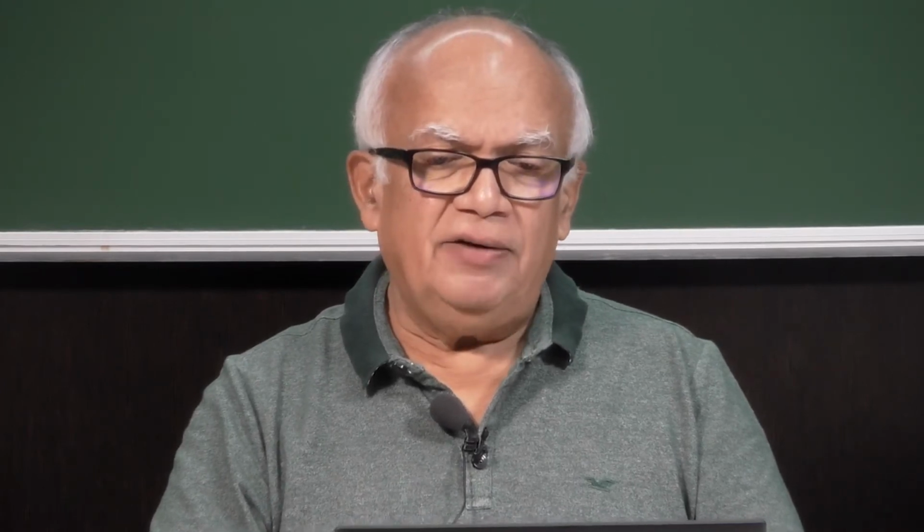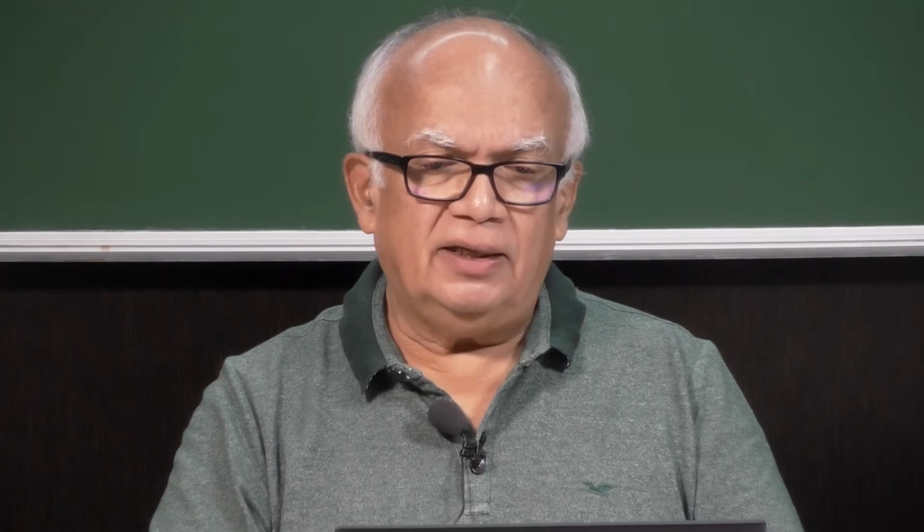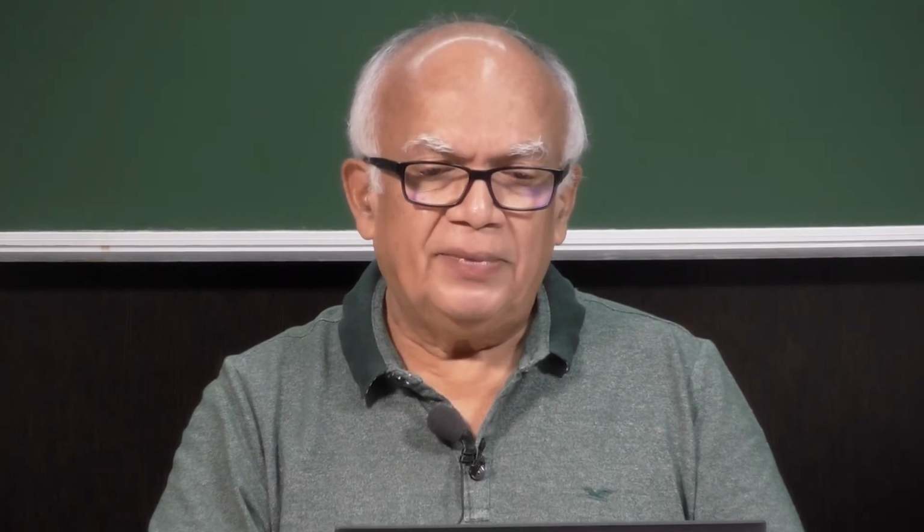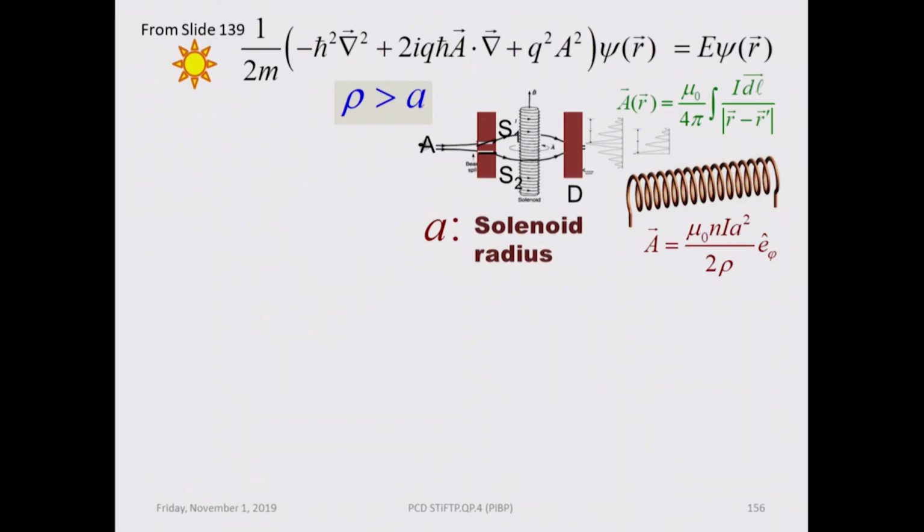So, this is the idea we are going to discuss in today's class, and we wrote the Schrodinger equation for this particle in the electromagnetic field. We consider the magnetic vector potential to be set up in a region of electromagnetic vacuum, and now you have the presence of the magnetic vector potential because of this current in the solenoid. Okay.